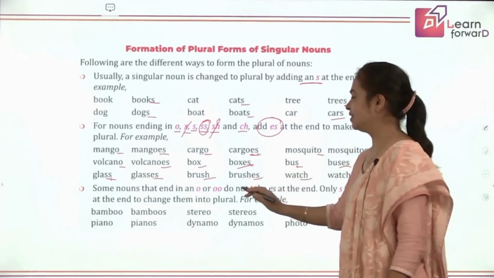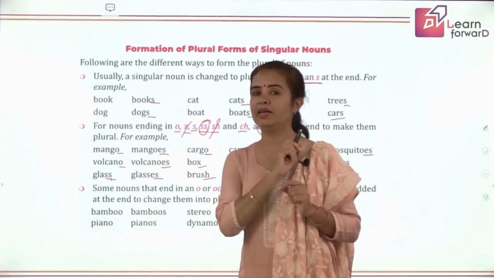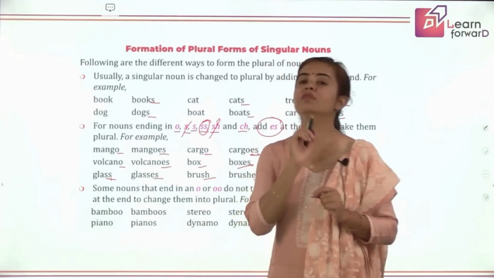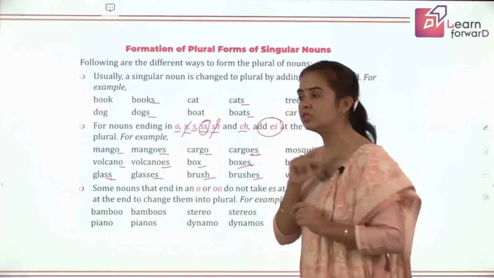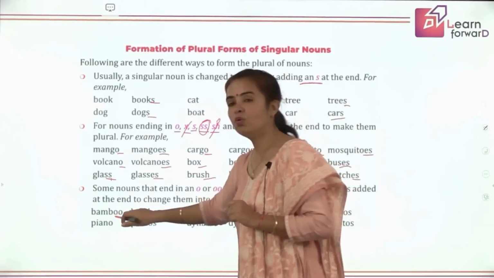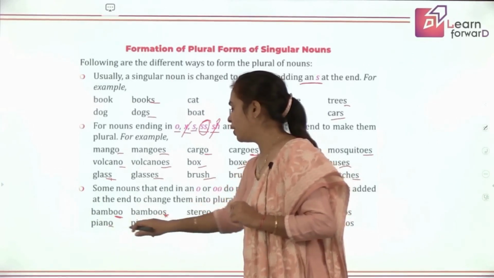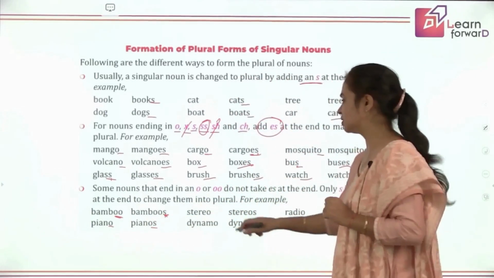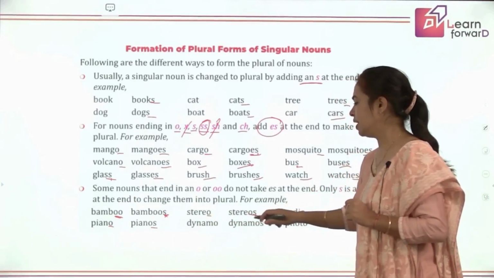Yes, the next is, there are some nouns which, although they have o at the end and even double o, we still do not add es. So these are the exceptional words that you must remember. Bamboo, you have o at the end, still you will add only s. Same is with piano, only s. Stereo, stereos, only s.